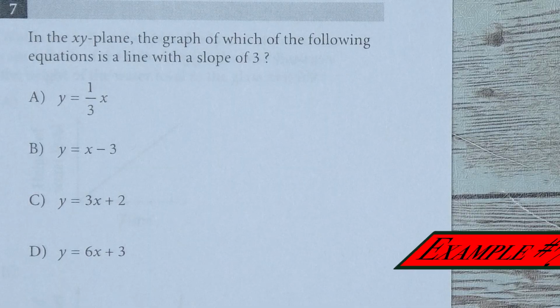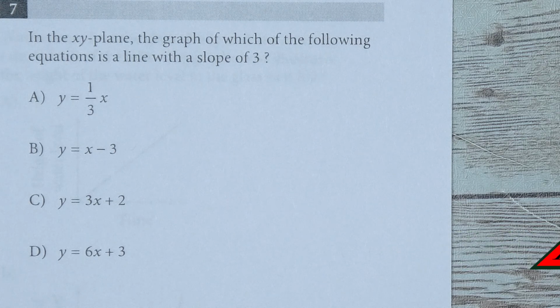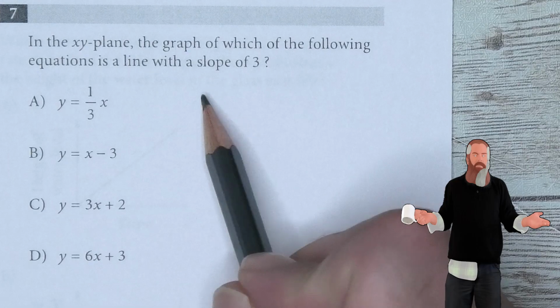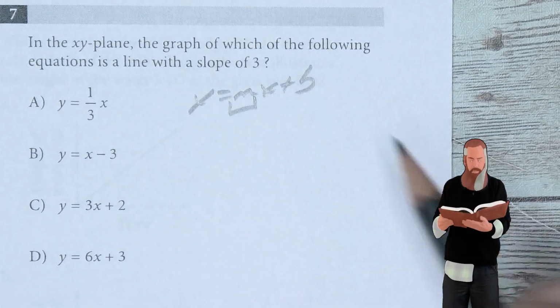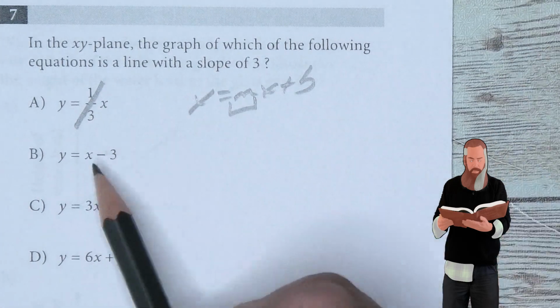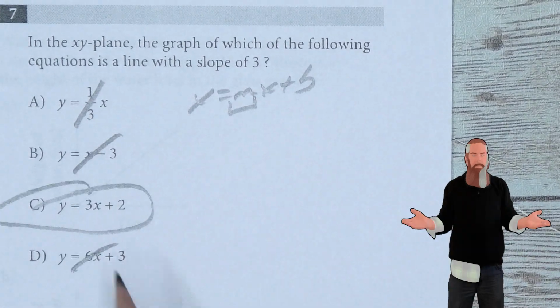answer. In the XY plane, the graph of which of the following equations is a line with a slope of 3? Let's keep in mind, this is y is mx plus b, and we're looking at the number in front of x. So not it, not it, not it, must be C.